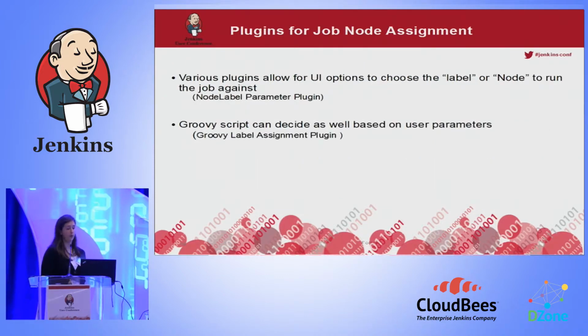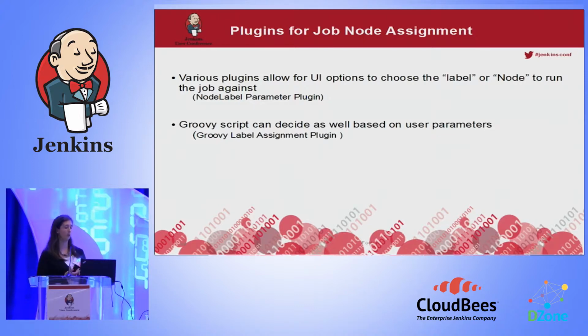Plugins for job node assignments. When you're writing this Jenkins job, there are various plugins out there that allow you to say run on this node or run on this label. The NodeLabel parameter plugin actually gives you a parameter. We talked about the parameters for your job. The NodeLabel one gives you the ability, when it's getting executed, whether someone's manually running the Jenkins job or the pipeline's triggering it, to choose the label or choose the node in a dropdown or pass it as a variable.